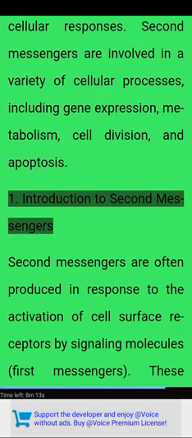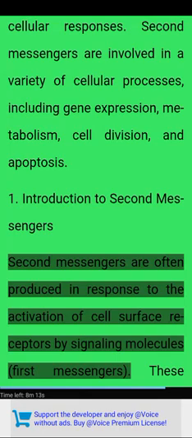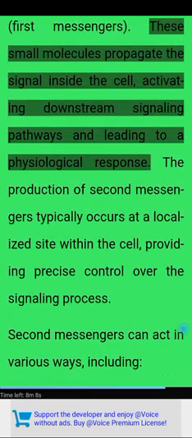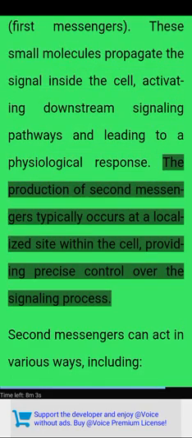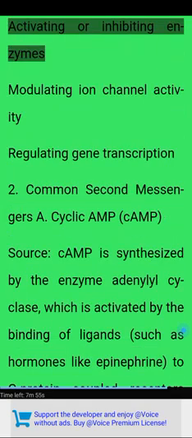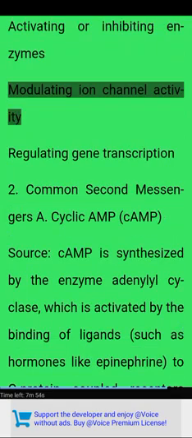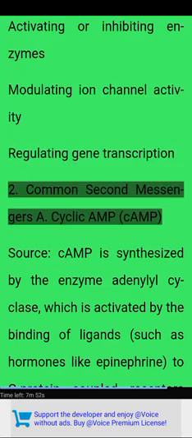1. Introduction to second messengers. Second messengers are often produced in response to the activation of cell surface receptors by signaling molecules, the first messengers. These small molecules propagate the signal inside the cell, activating downstream signaling pathways and leading to a physiological response. The production of second messengers typically occurs at a localized site within the cell, providing precise control over the signaling process. Second messengers can act in various ways, including activating or inhibiting enzymes, modulating ion channel activity, and regulating gene transcription.